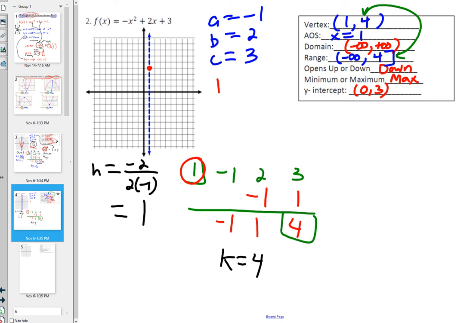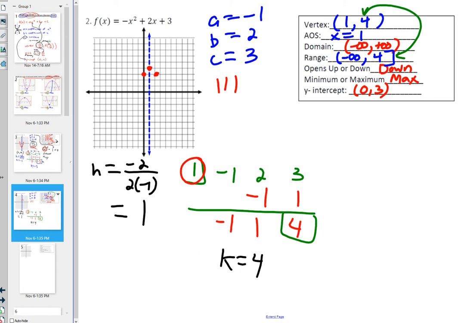Do I happen to be lucky enough to have any other points here? Sometimes you will, sometimes you won't. Are there any other points that belong on this graph? The y-intercept, where's the y-intercept at? At 0, 3. And if I use the axis of symmetry, this particular y-intercept happens to be 1 unit away, so I would go 1 unit away on the other side. Now I have 3 points down. I would like 2 more points.